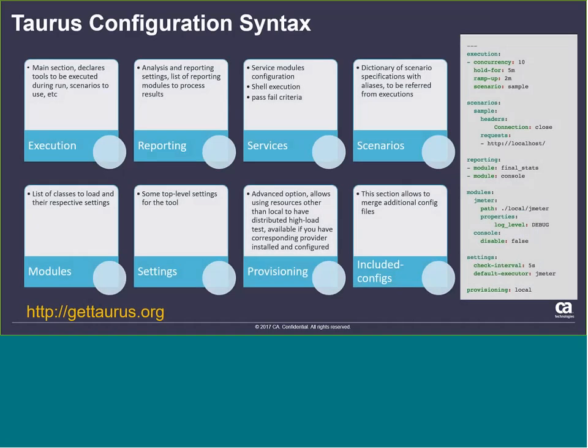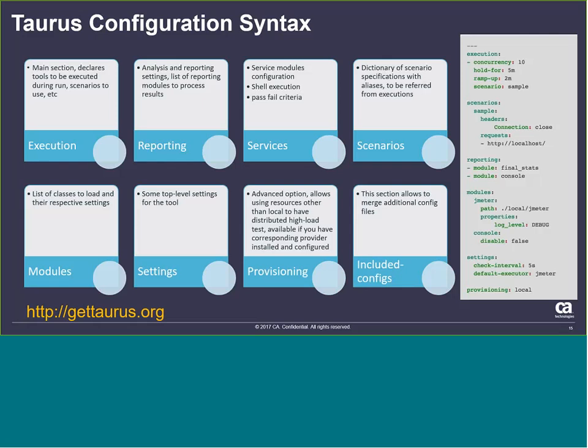So, Taurus configuration, and I will not go into more detail, but it is specified in a YAML file, a sample of which you see on the right. It has multiple sections: execution, reporting, services, scenarios, modules, settings, provisioning, and additional configuration that you want to provide. If you look at these sections quickly, the execution consists of how long you want to run it, how long you want to hold it up, and what the ramp-up time is. The scenarios are essentially your test cases where you define what type of test you run and what requests you make. Reporting is around what type of reports you want.